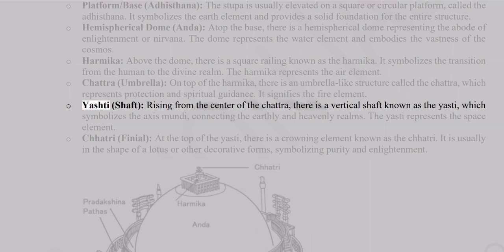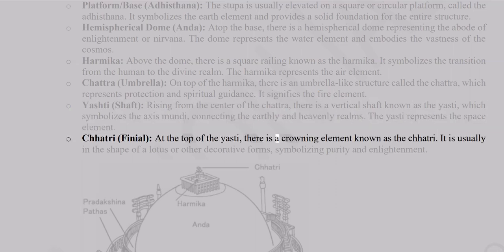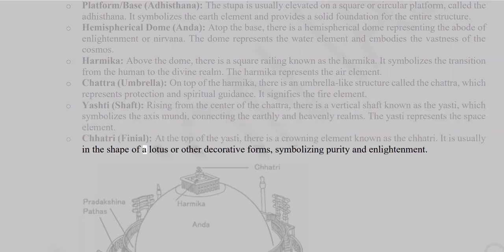Yashti, shaft: rising from the center of the Chatra, there is a vertical shaft known as the Yasti, which symbolizes the axis mundi, connecting the earthly and heavenly realms. The Yasti represents the space element. Chatri, finial: at the top of the Yasti, there is a crowning element known as the Chatri. It is usually in the shape of a lotus or other decorative forms, symbolizing purity and enlightenment. Hence option D is the correct answer.